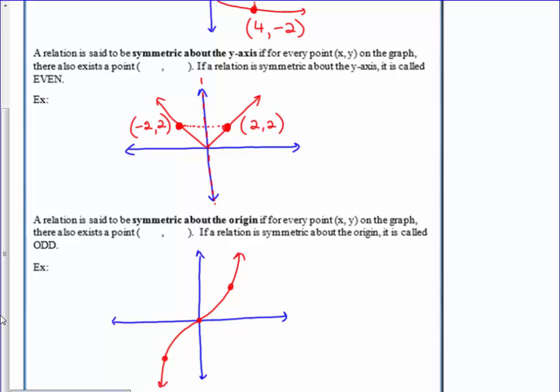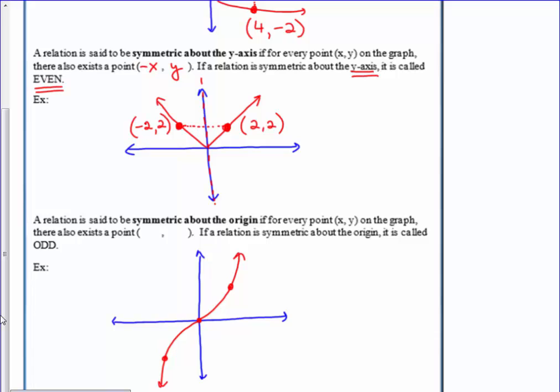So a relation is said to be symmetric about the y-axis if for every point (x, y) on the graph there also exists a point with a negative of the x value and the same y value. If a relation is symmetric about the y-axis, it is called even.